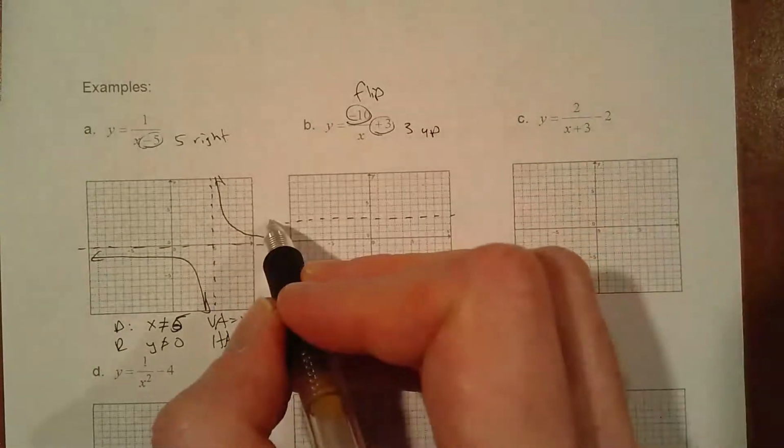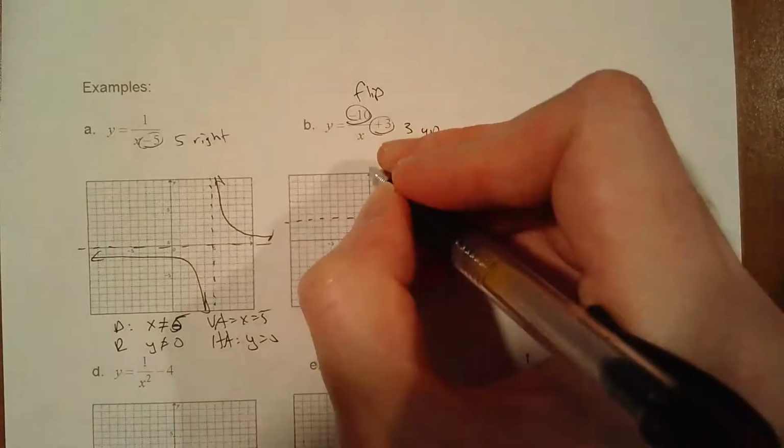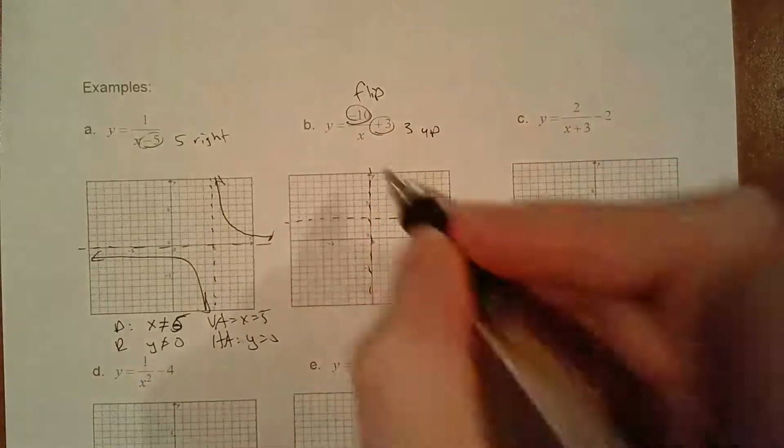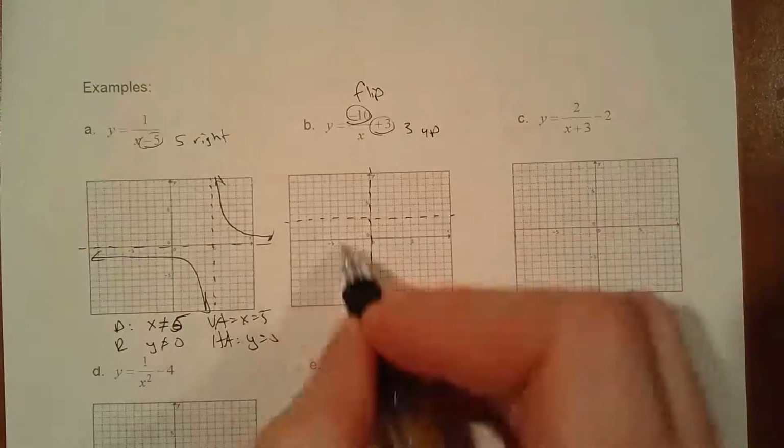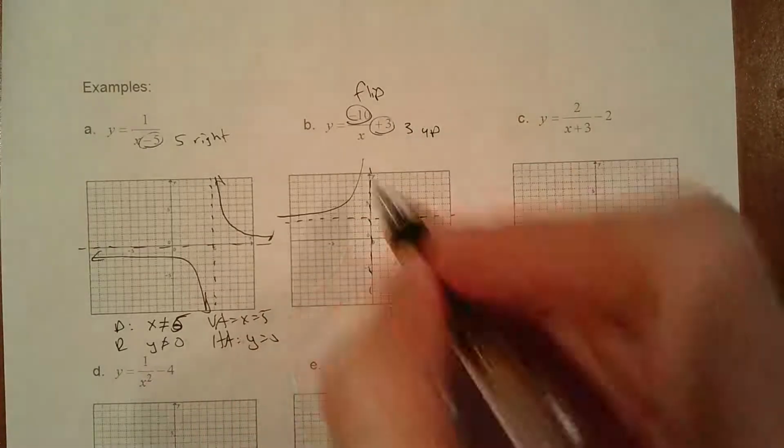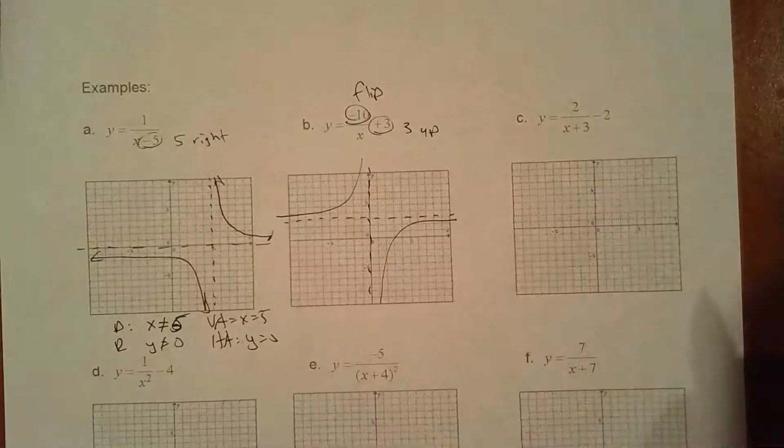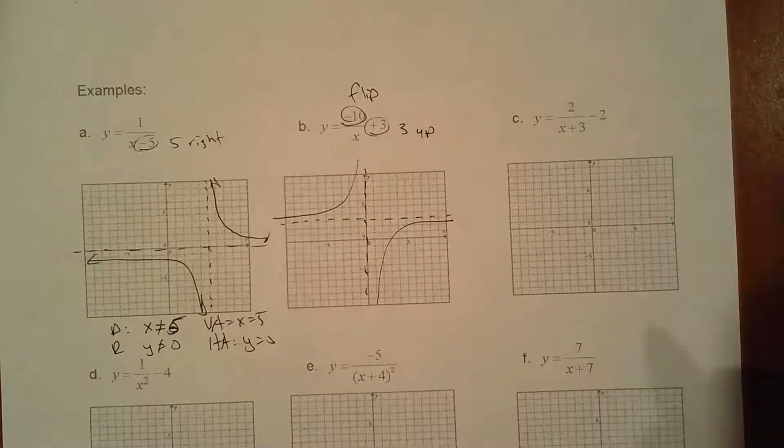So the horizontal goes up 3. The vertical didn't move, so it's still right here. And now that flip means instead of the upper right corner and lower left corner, it's going to be upper left, lower right. It's going to be that shape. So that's kind of the shortcut.